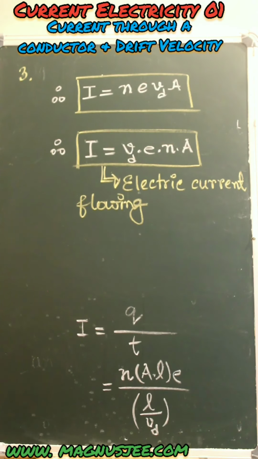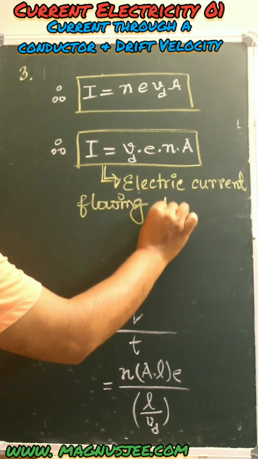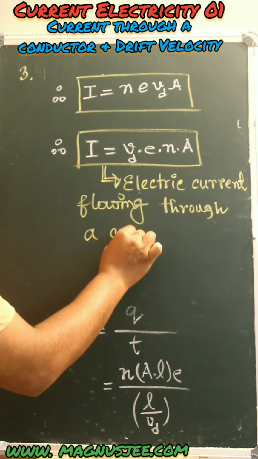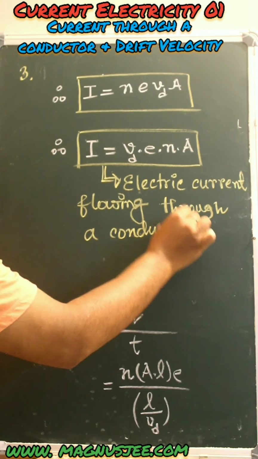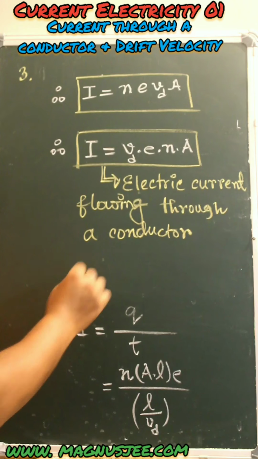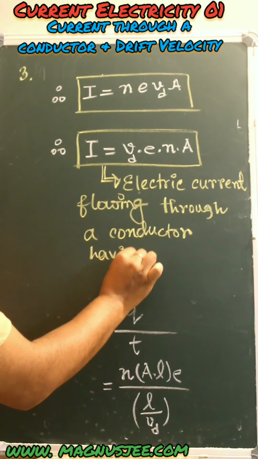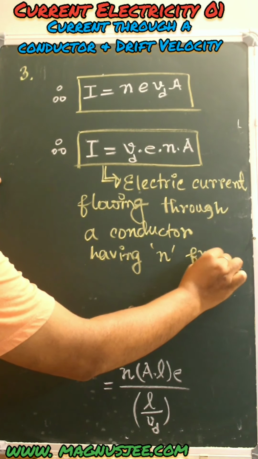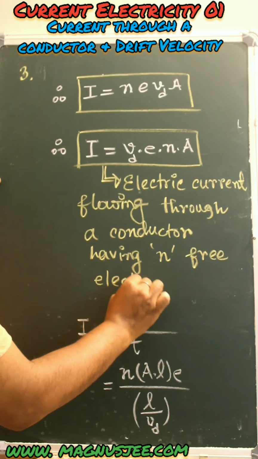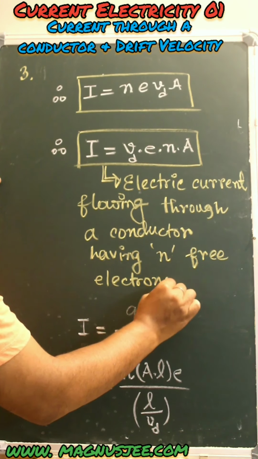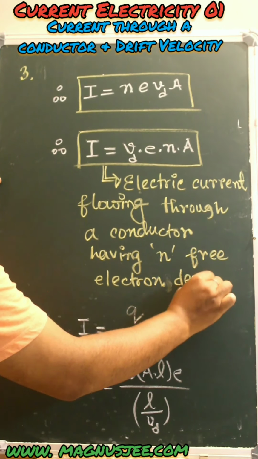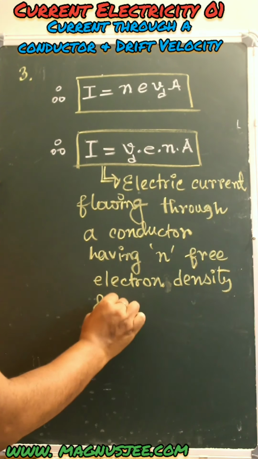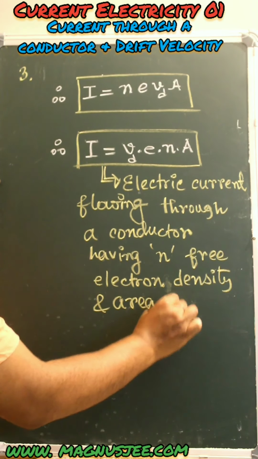This is the electric current flowing through a conductor having free electron density n and area of cross section capital A.